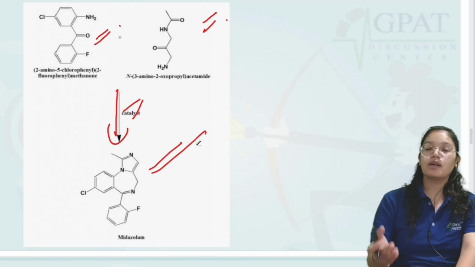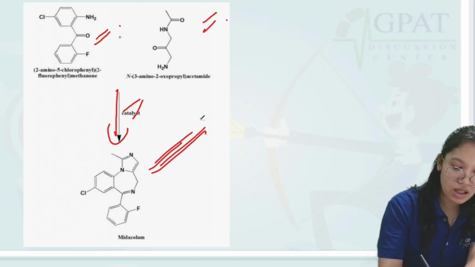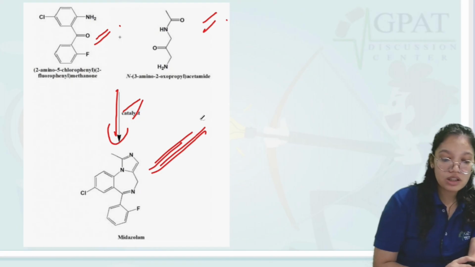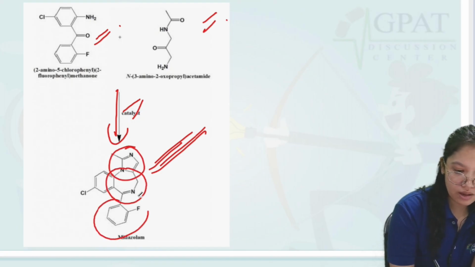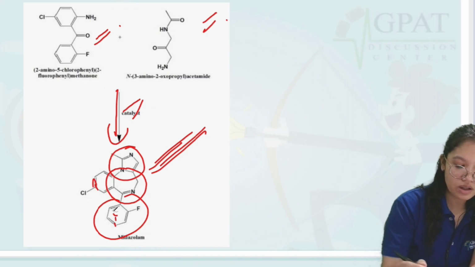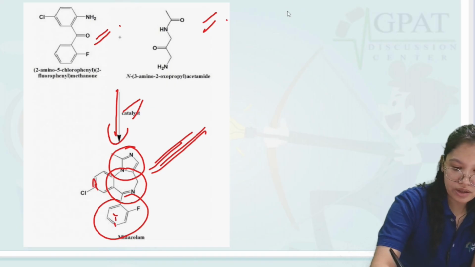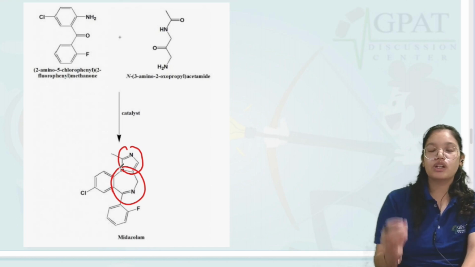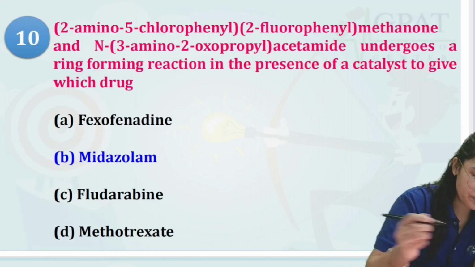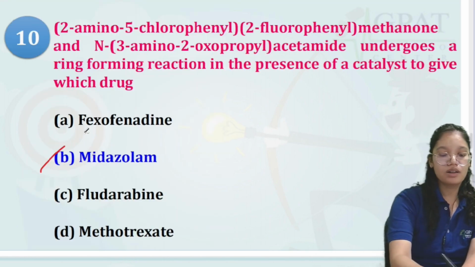That is the name of the drug that it forms. Midazolam. Okay, so here the rings are formed by the combination. These two rings are from before, but two rings are formed, these and this, on the combination in the presence of a catalyst. Now midazolam is the answer.